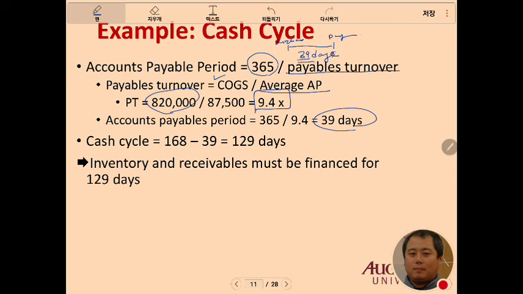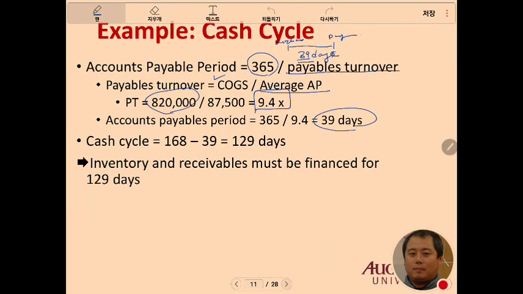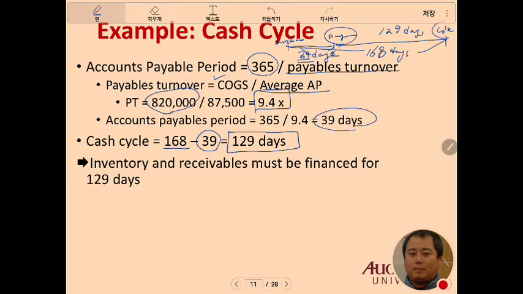That's the 39 days. So the cash cycle is your operating cycle, which is 168 days. So total, that's the collect, right? That's 168 days, I'm sorry, and the payable period is 39 days. So 168 minus 39 is 129 days, from payment of cash to collecting cash. So this should be financed actually. You don't have cash yet to pay for this inventory, so inventory and receivable must be financed for 129 days using short-term financing. So that's why we need short-term financing.